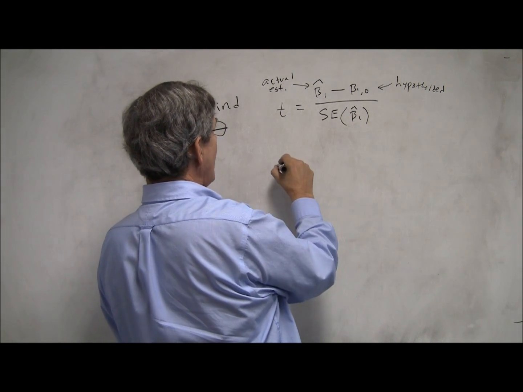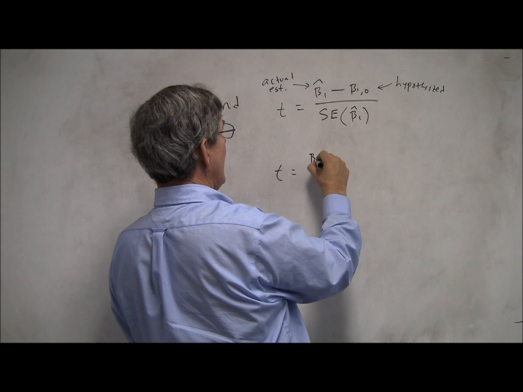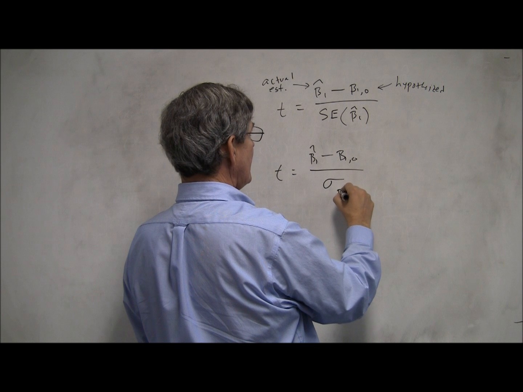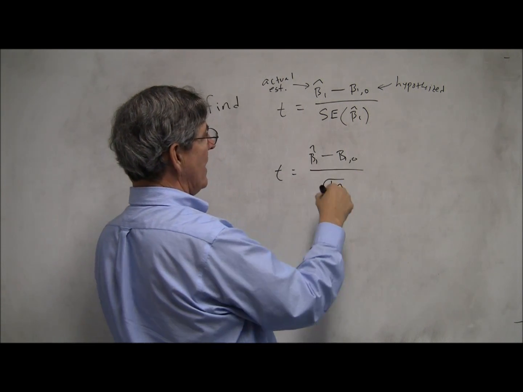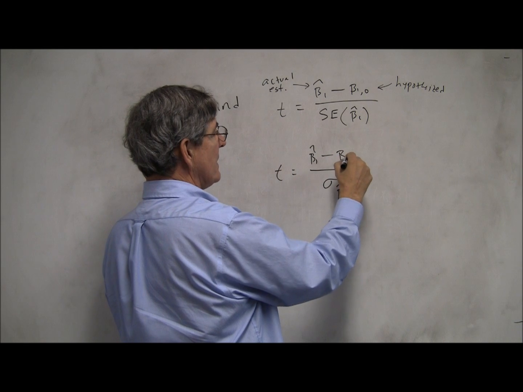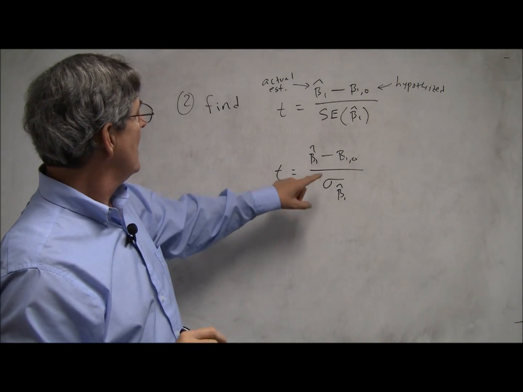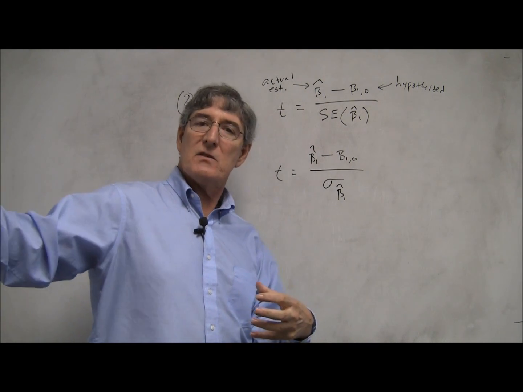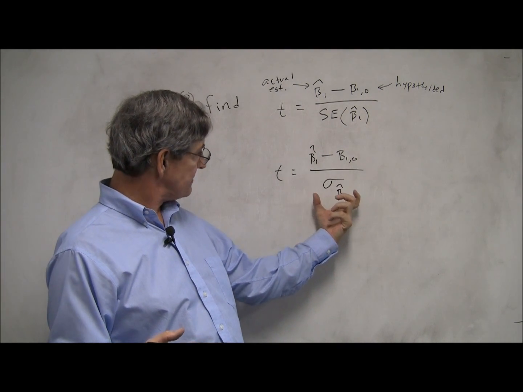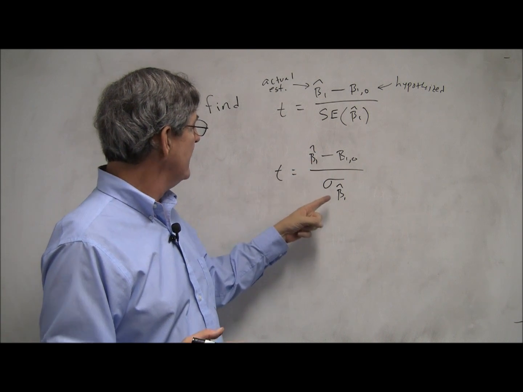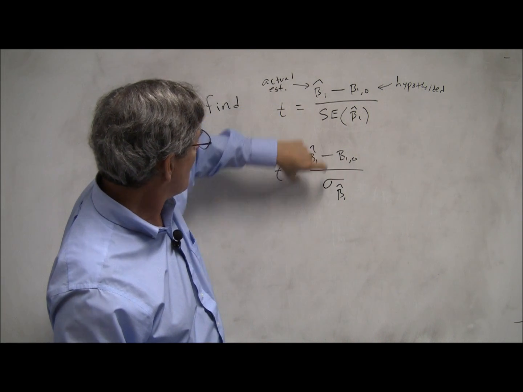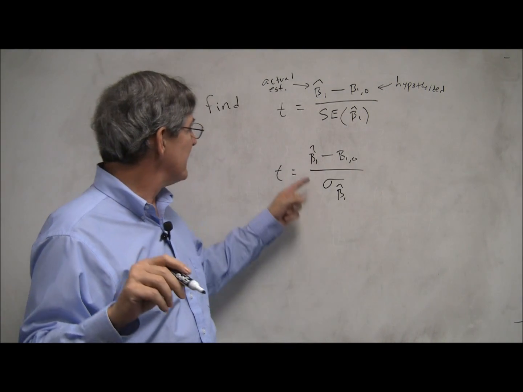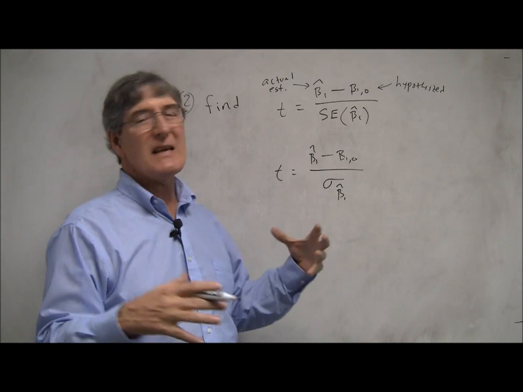When we do that, I like to write it this way. T is beta 1 hat minus beta 1 0 over sigma of beta 1 hat. This is just the standard error. So what we want to do is what I talked about earlier in another video: we're going to reject when we get a certain number of standard deviations away. So this is the standard error that we sort of expect in beta 1. In essence, if this is more than twice this, turns out the right number is 1.96, but if this is more than twice this, then we're going to say that's too far away.